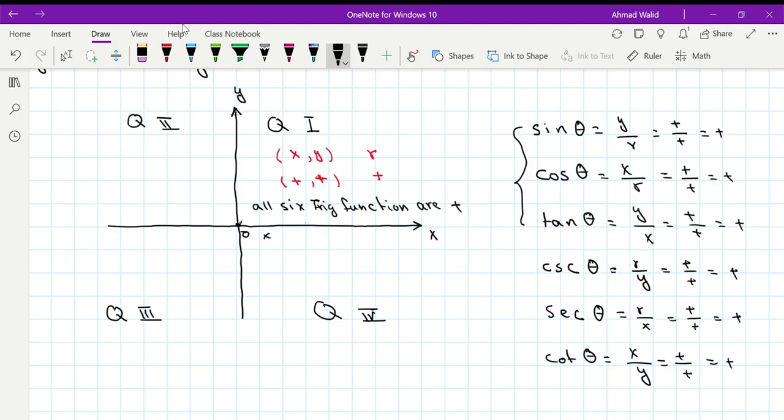Let's see quadrant number 2. What's happening in quadrant number 2? In quadrant number 2, you see the value of x and the value of y. Let's see the sign. In quadrant number 2, your x is negative, right? You are on this side. But still your y is what? Positive, correct? And r is still positive, correct?